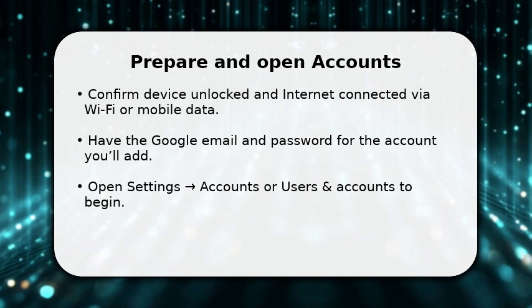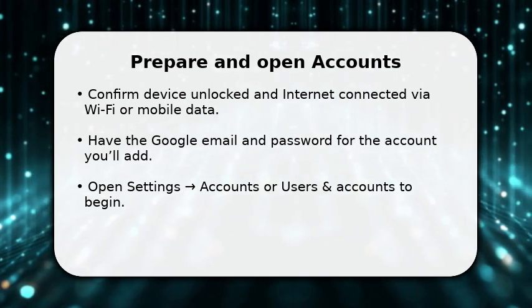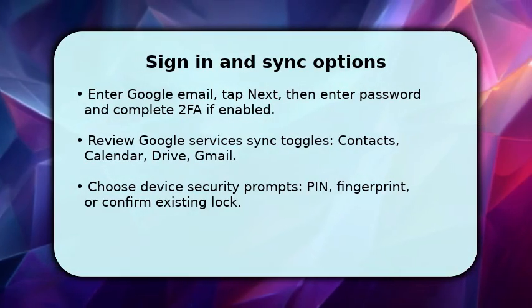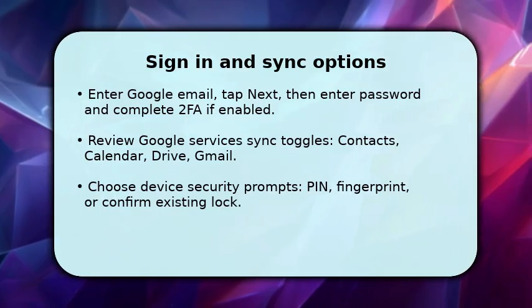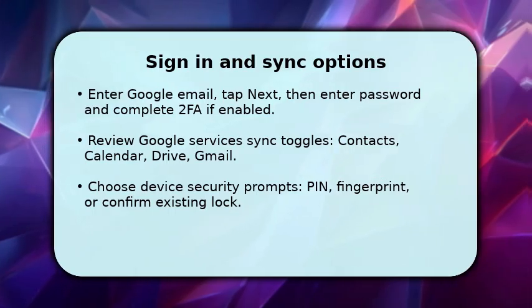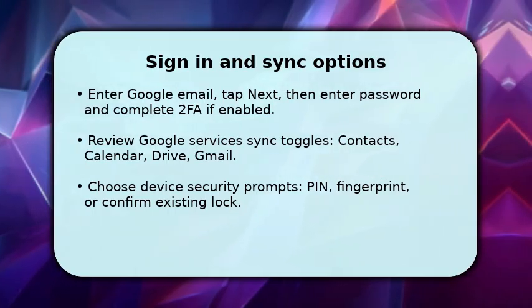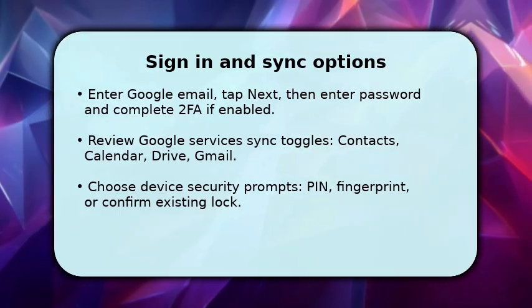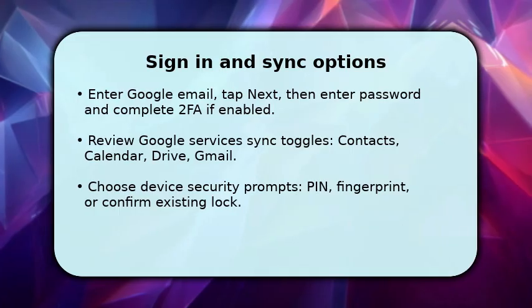You'll now enter the Google email address and press Next, then type the password and complete any two-factor authentication if prompted. This secures the account. After sign-in, Android shows sync options. Toggle contacts, calendar, drive, Gmail to control what syncs to this device. Make deliberate choices because sync affects storage and privacy.